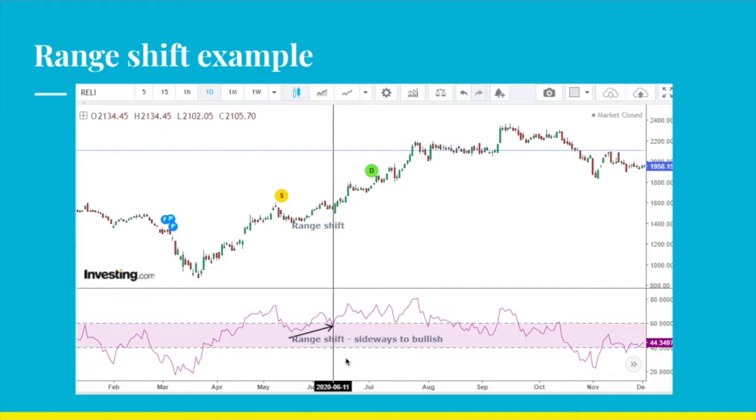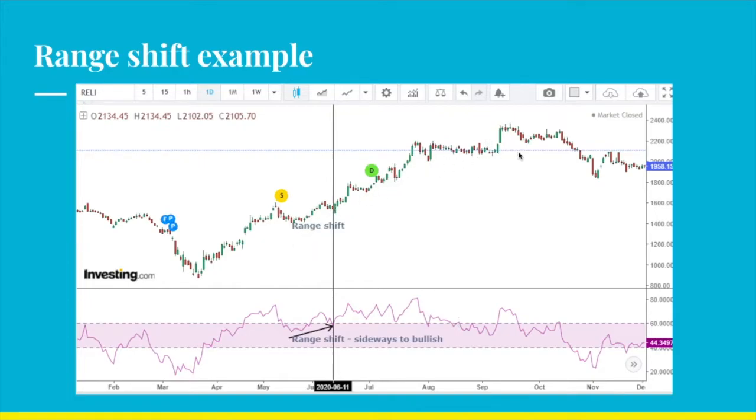So range shift is an example. This is a chart of Reliance, right? You can see that the momentum is there in the sideways zone, and from there it moved up and settled in the bullish zone above the band, and then look at the move. So that means the range shifted from sideways to the bullish zone, and then look at the move that has happened upwards. It hardly slipped in between, but look at how many points have come in on this.